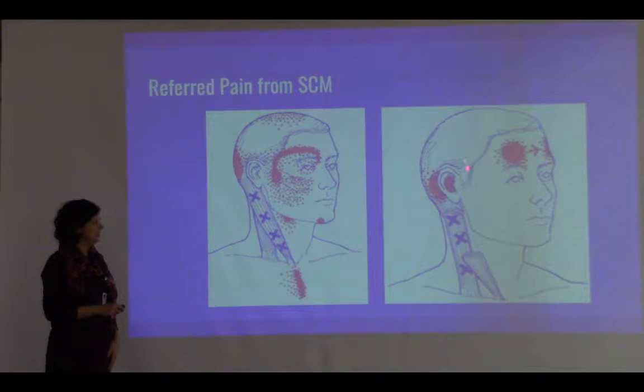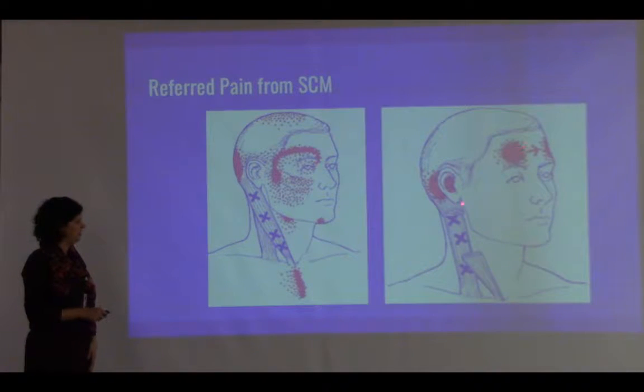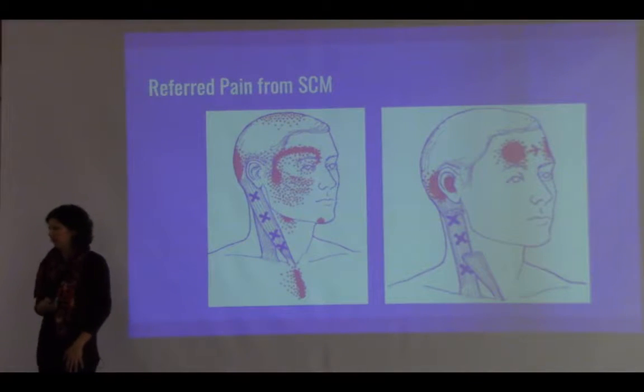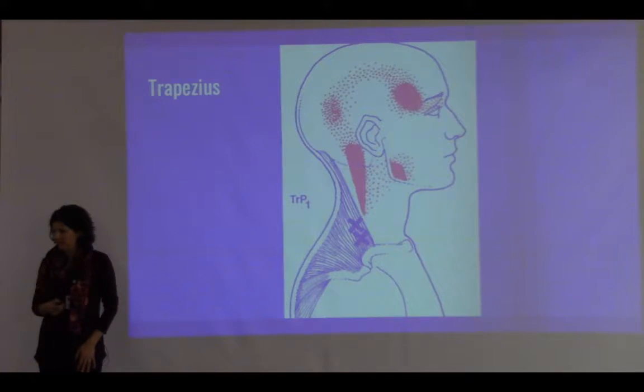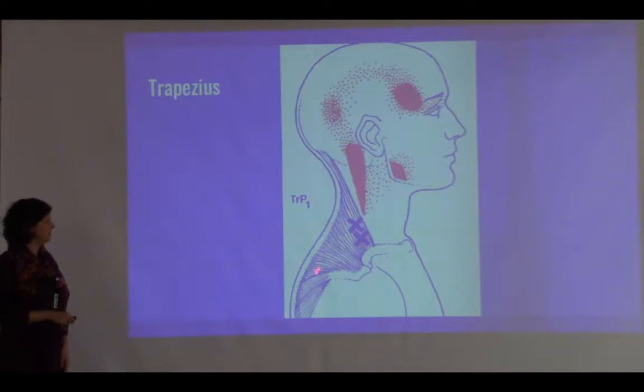So here's some pictures to help you understand this a little better. So this muscle, the X's represent the common locations of trigger points. So this is the sternocleidomastoid, both parts of the muscle. This is the anterior portion. And all of these X's represent common areas for trigger points. And then the little red dots represent where the pain commonly radiates to. So if you have a trigger point here, it might radiate all the way up here to the top of your head or even around your eye.